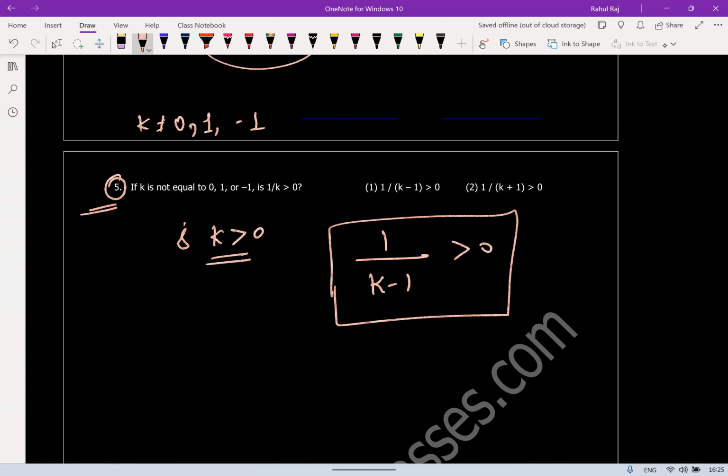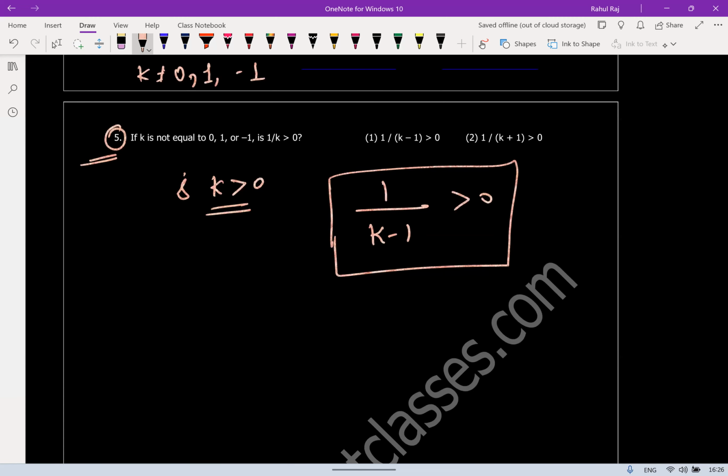This is what my statement number 1 said. Agreed? And what I have told you, the statement must always and always be respected. You are not supposed to challenge the statement at all. You should 100% try and respect the statement. So statement number 1 says 1 over k minus 1 is greater than 0.